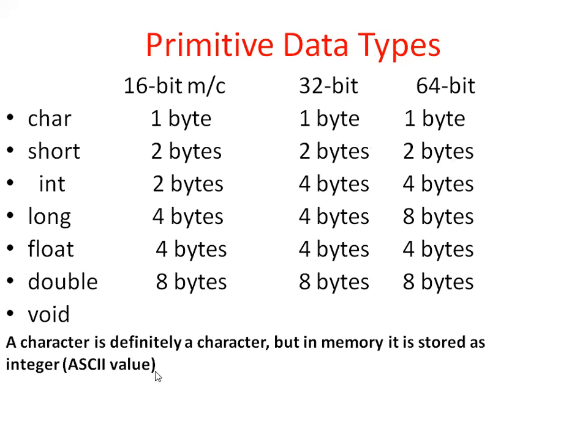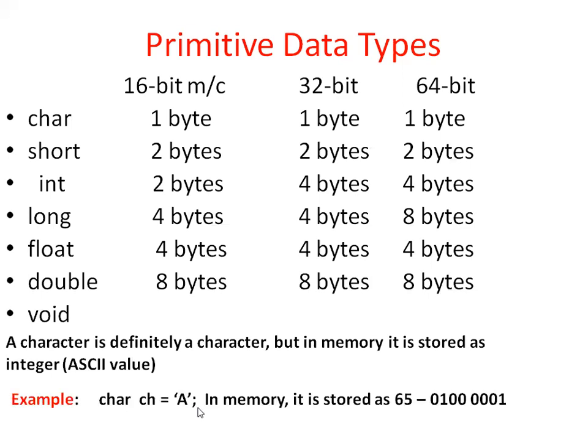Yesterday I told you it is stored as an ASCII value. Example: char ch = 'A'. In memory it is stored as 65. That means in binary it is stored as 01000001. This is how it is stored. So these are the memory sizes occupied by different data types on different bit machines.